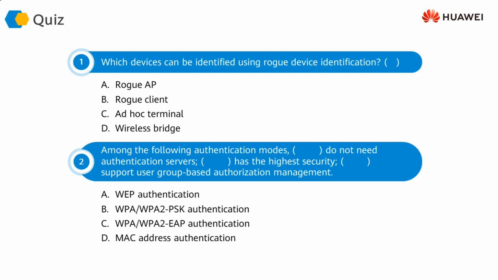Because if you remember, we discussed the wireless mesh mode. In that case, we might not need an authentication. Or if we have a wireless distributed infrastructure, in that case, we might not need any authentication. So A and B are correct.